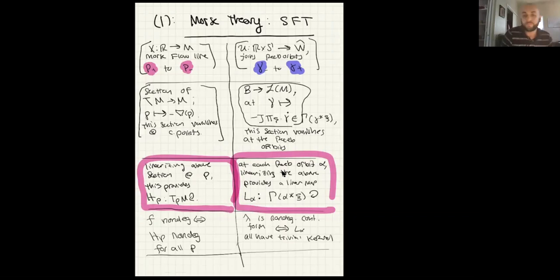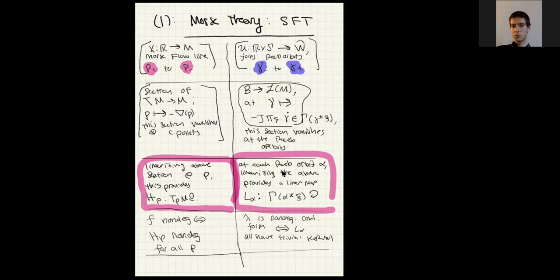And you can even say more things, like on the left-hand side, if you look at your Morse flow line, you can look at the index of that Morse flow line, and that has a lot to do with the spectra of the Hessians at the two spots. And then likewise on the right-hand side of things, the index of your pseudo-holomorphic curve u has a lot to do with the spectra of the asymptotic operators. So that was me kind of just giving a bird's eye view of how this fits into this big story. I don't know if anybody has any questions, but.